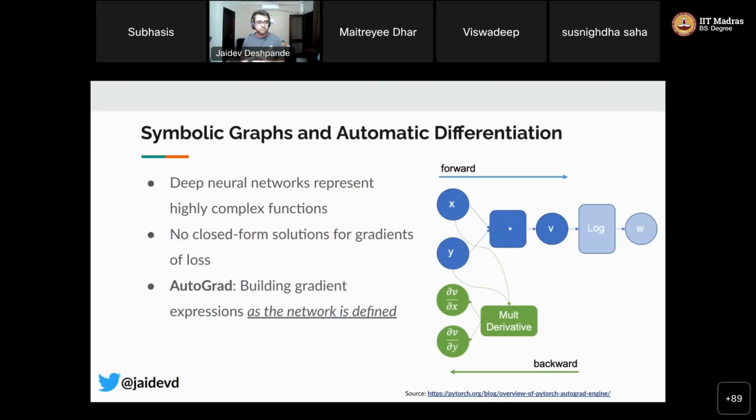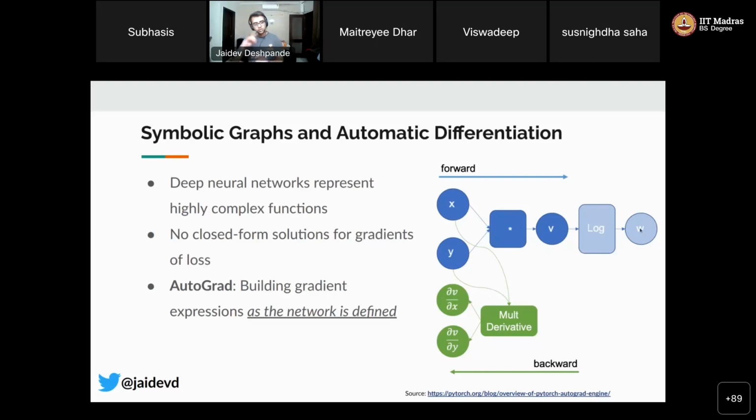the autograd systems, they build the gradient expressions as you are defining them. So here is an example. Let's say v is simply the product of x and y, and then you take the log of v, and that produces some value called w. As you're doing the forward pass, at each point an operation happens, it keeps the gradients with respect to x and y, and it stores a little copy of that gradient there.